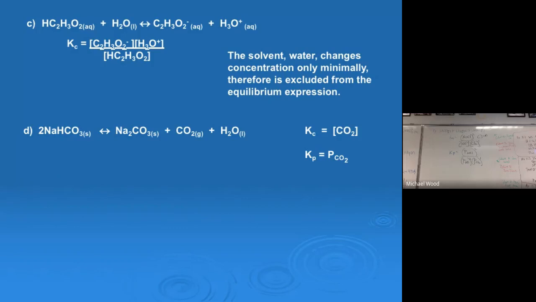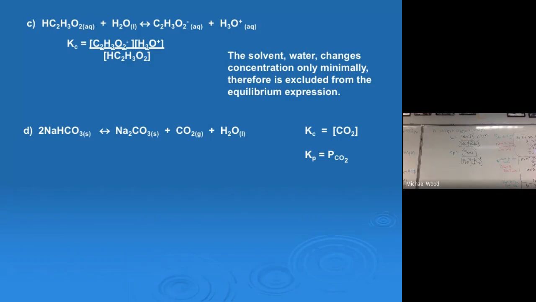But notice how the Kc is written. That's the point right now. So you get what's on the right: acetate ion, hydronium ion, and then acetic acid. But the H2O liquid, because it's a liquid, remember, solids and liquids are not included. So writing in a 1 doesn't really affect anything at all. The solvent water changes concentration only minimally, so we ignore it because liquids and solids are ignored. Therefore, it's excluded from the expression.